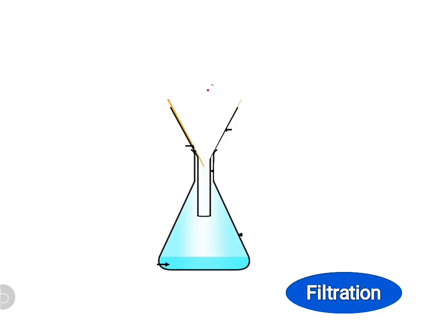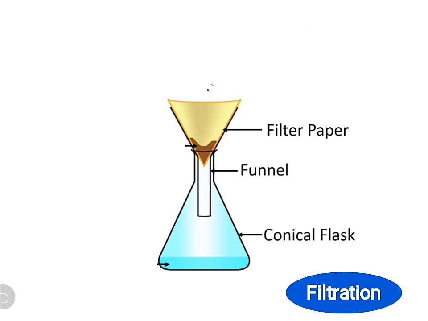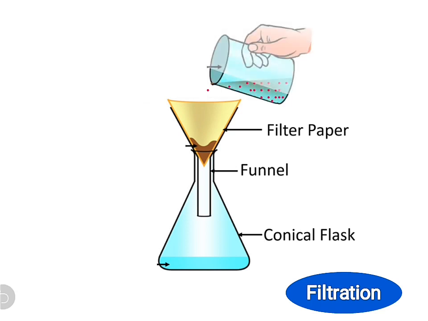Another method to remove insoluble impurities is filtration. In this method, insoluble impurities are removed by passing the impure water through filter paper. To filter a mixture of water and sand, we make a cone of filter paper and keep it inside a funnel. The funnel is further kept on the conical flask. Impure water containing sand is poured into the funnel.